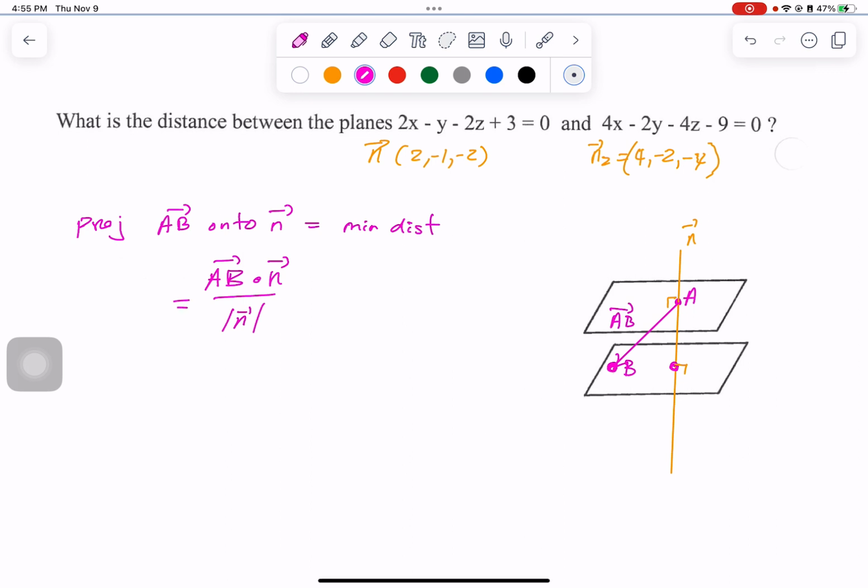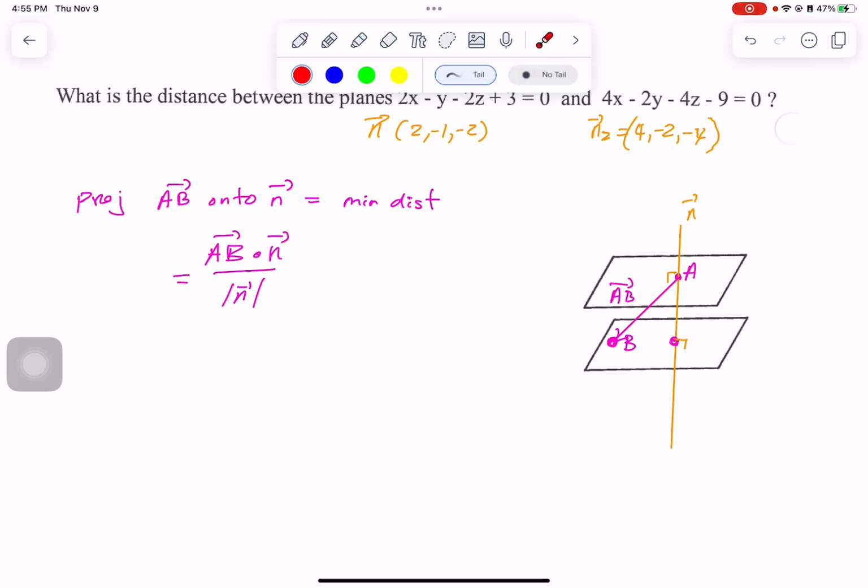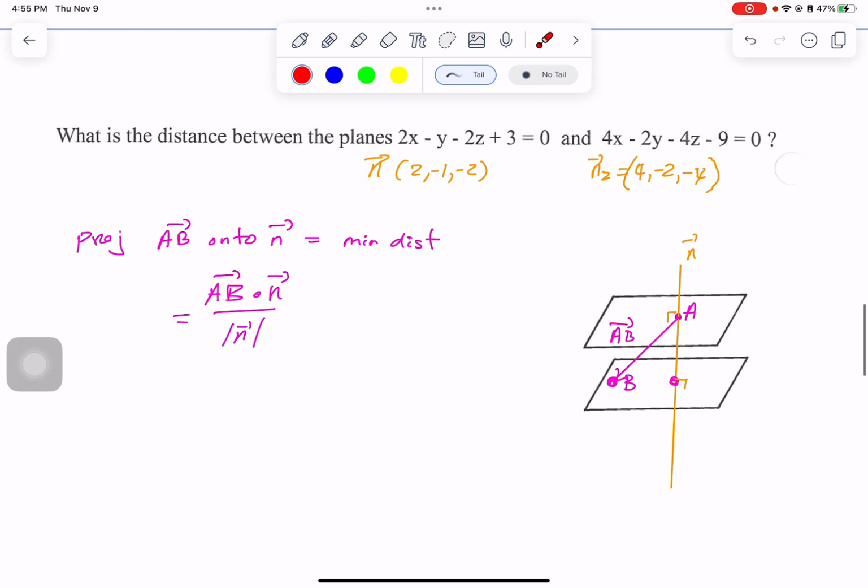Again, we've been doing this 1,000 times. So AB, there's a wrinkle. I don't know what A and B are, but remember how I built them. They're random points on the plane.